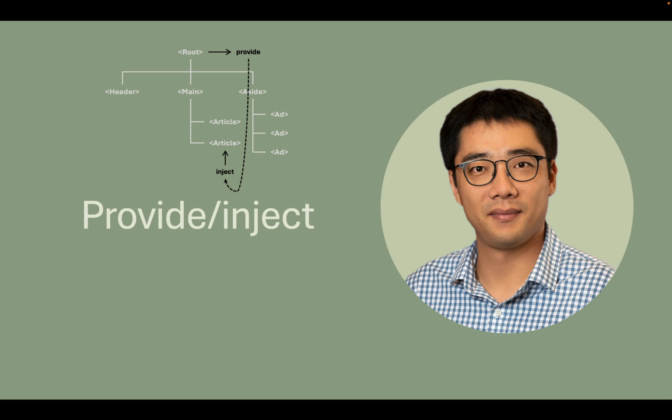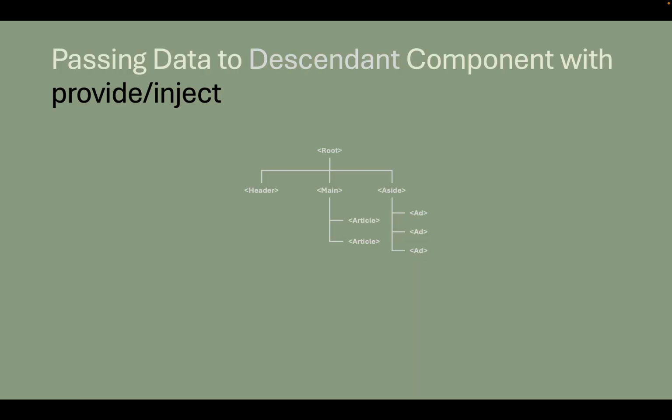In this video, let's talk about provide and inject. Imagine the case where a deeply nested component needs something from a distant ancestor component. With props, we can pass the same prop across the entire parent chain. For example, if the article component needs a value in root, we can pass this value as a prop from root to main, and then from main to article.